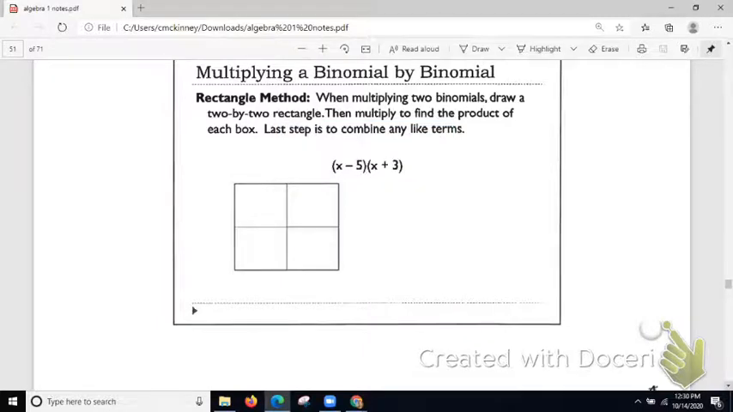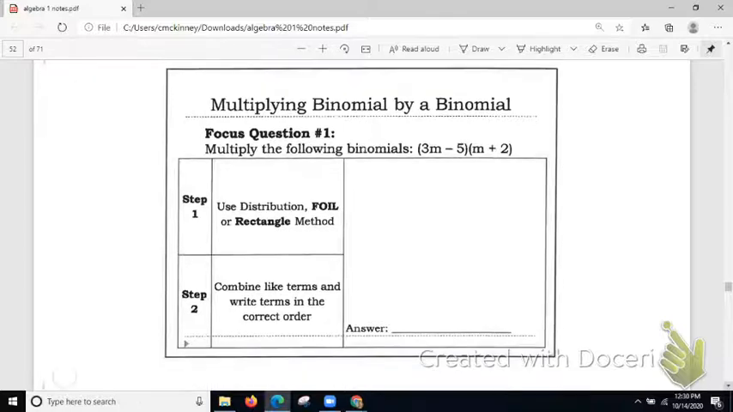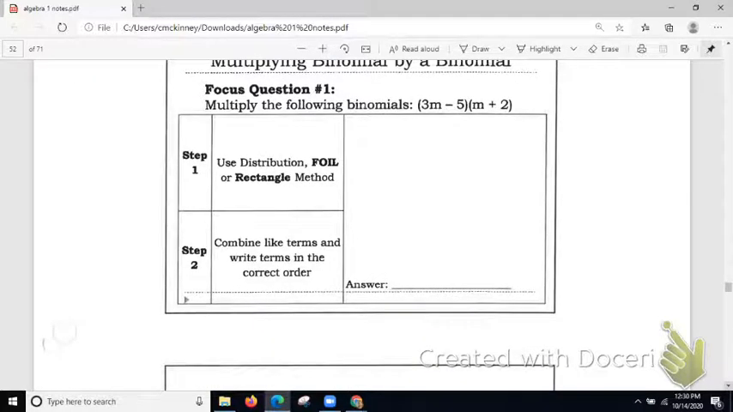So those were binomials times binomials. And we have a little bit of practice here. And again, we could use any of the 3 methods. They should all turn out to be the same answer. So thinking about what I've shown you, you might think for yourself, which one do I think I prefer? And try this problem, put me on pause, try this problem, and see if you end up with the same answer.